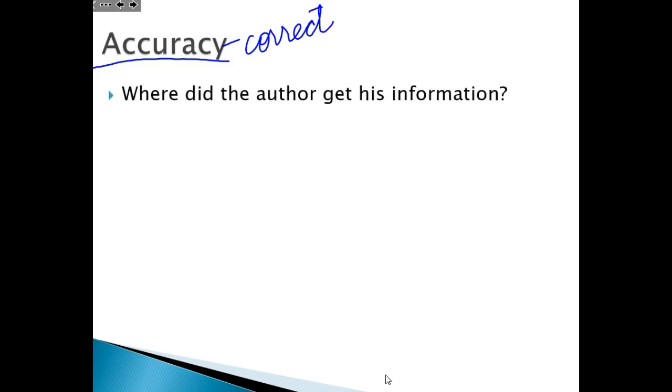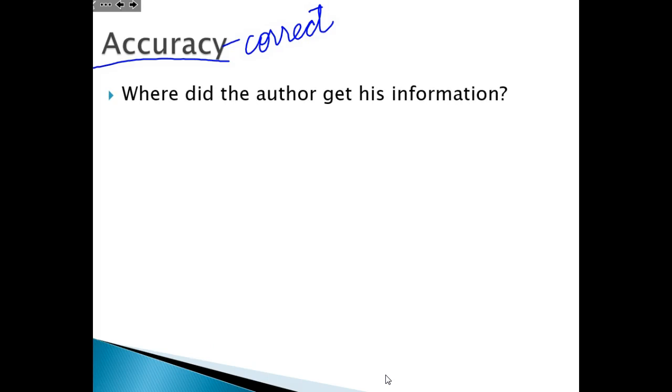So first thing, make sure you have your note paper to fill in your notes. We want to talk about the word accuracy. And accuracy just means, is something correct? Is it trustworthy? Is it correct? Correct is a good word for accurate. And so in order to figure out if something's actually correct, we want to look at a few things.